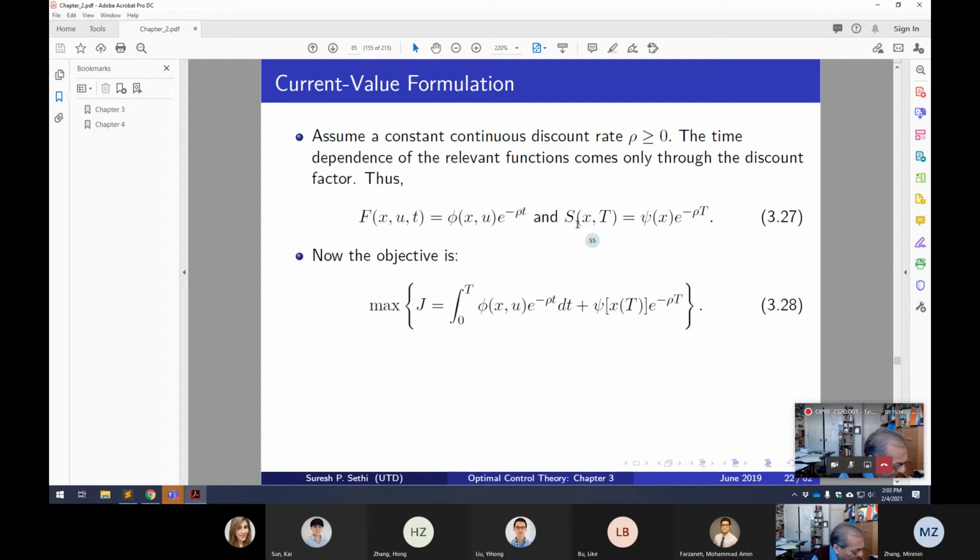I want you to go to 2.9, page 33. Everybody has it? Equation 2.9 on page 33, which is the definition of the value function. You see it? Give me 1 minute. It's page 33 in the book.